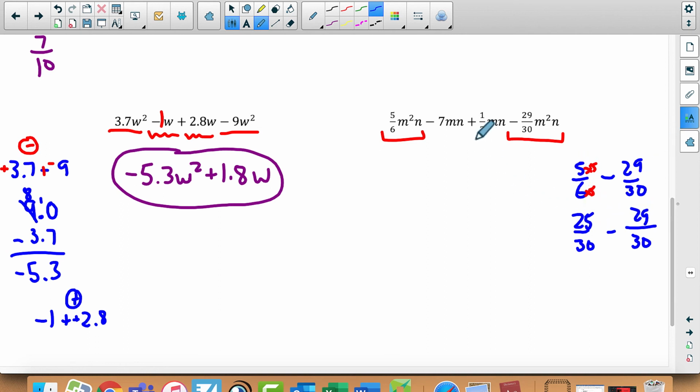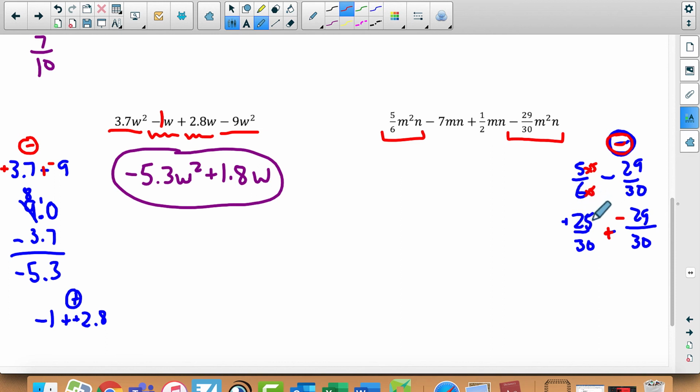Okay, you can probably do this in your head, right? 25 minus 29. If not, add the opposite. You're going to add, and the opposite of positive 29/30ths is negative 29/30ths. What do you have more of? Positives or negatives? Well, you got 25 of these positives and 29 of those negatives. You have more negatives. We know this answer is going to be negative.